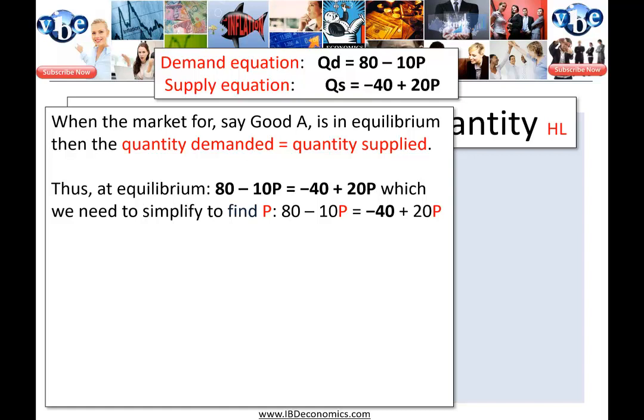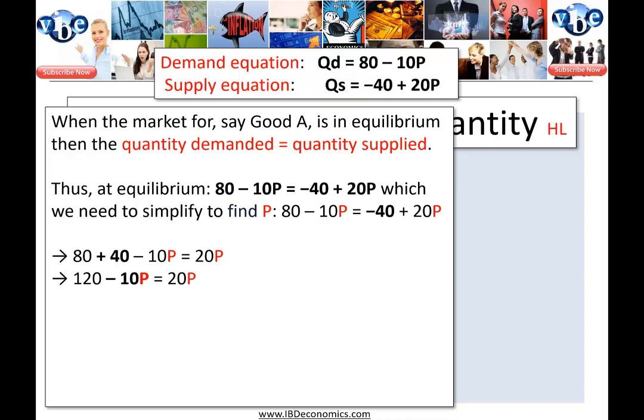So 80 minus 10p equals minus 40 plus 20p. So we need to simplify to find p, which is price. 80 plus 40 minus 10p equals 20p. That was taking that negative 40 over to the other side, so adding 40. So that gives us 120, adding the 80 plus 40 together. 80 plus 40 is 120, and the rest of the equation stays the same.